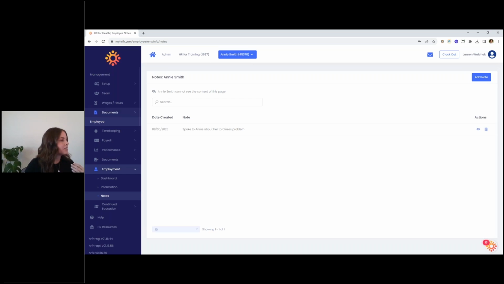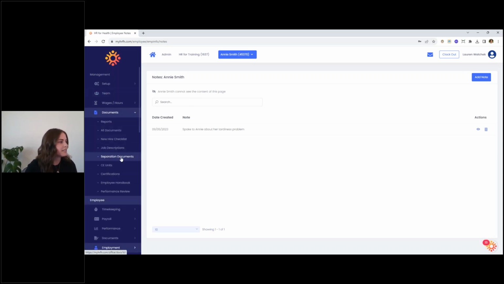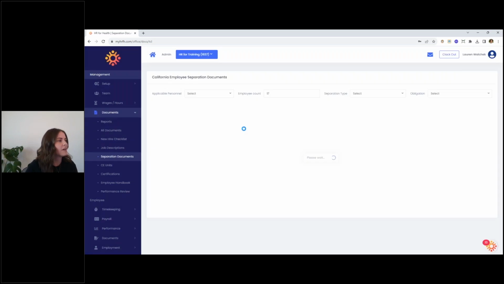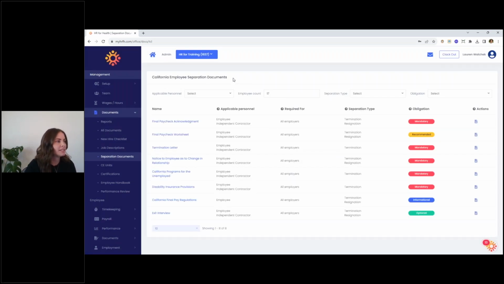The last thing I wanted to go over pretty quickly is the separations document section. It's based on the state that you're in, and then you can select which type of separation it is. So some states have requirements for termination documents versus resignation. So you can select which one it is. You can see if it's mandatory or recommended.